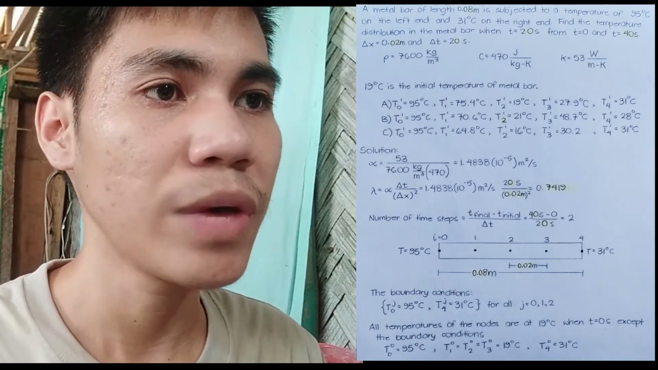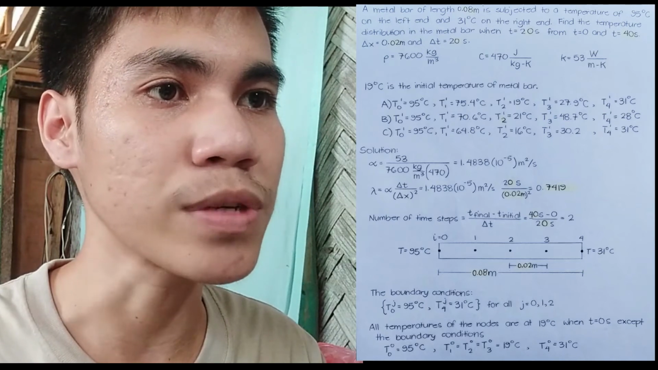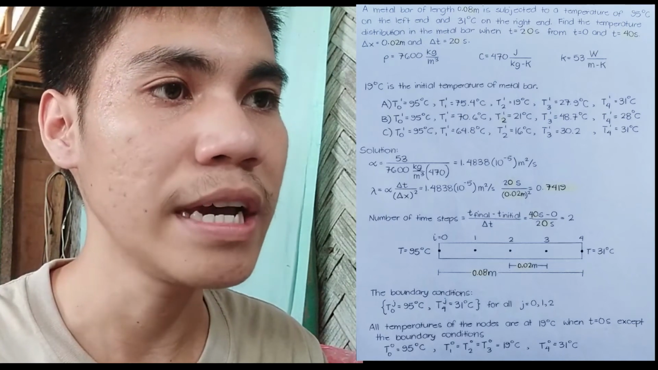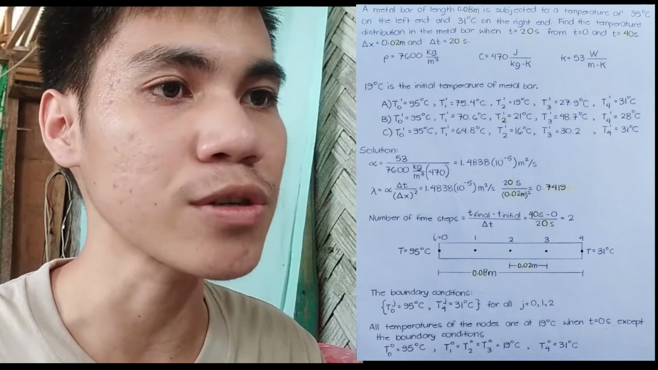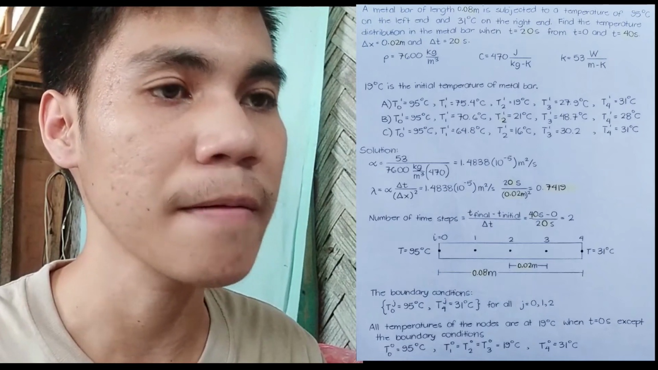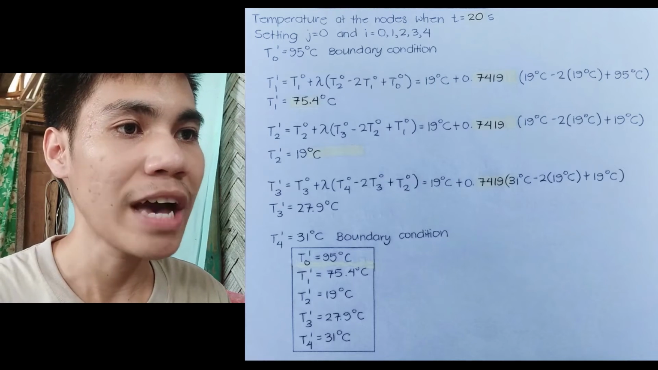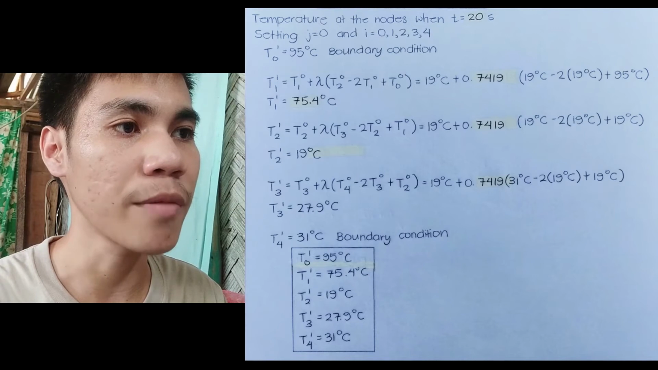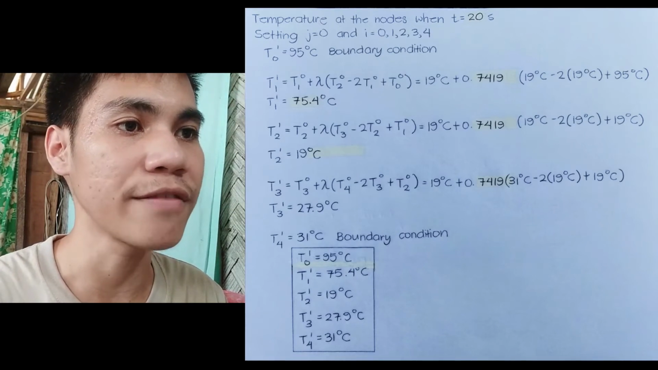Writing this, we have T sub 0 raised to 0 is equal to 95 degrees Celsius. T sub 1 raised to 0 is equal to T sub 2 raised to 0, which is equal to T sub 3 raised to 0, which is equal to 19 degrees Celsius. T sub 4 raised to 0 is equal to 31 degrees Celsius. Now the node temperatures when time is equal to 20 seconds. We have to set the node number along time j equal to 0 and node number along the x direction i equal to 1, 2, 3, and 4.